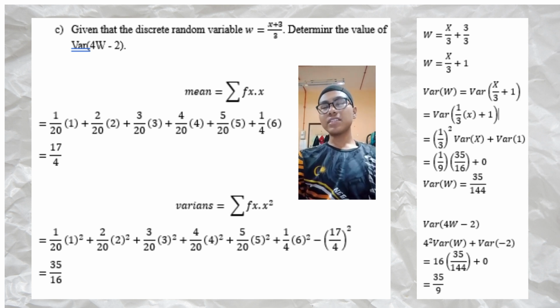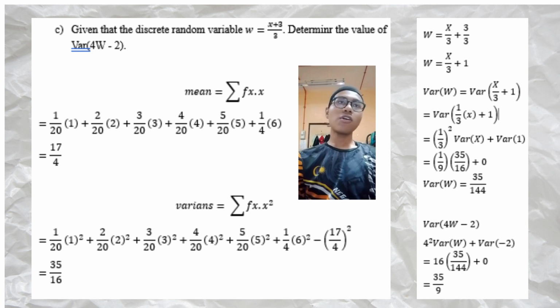Okay, so 1 times 1 over 3 square becomes 1 over 9. And variance X is 35 over 16. So for the total, the variance of W is 35 over 144.